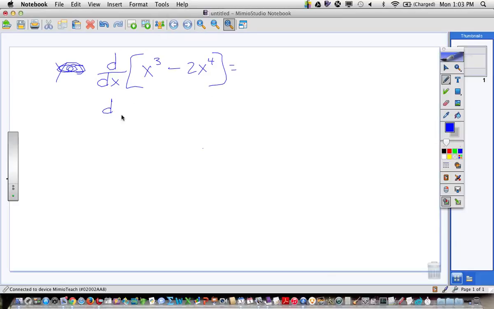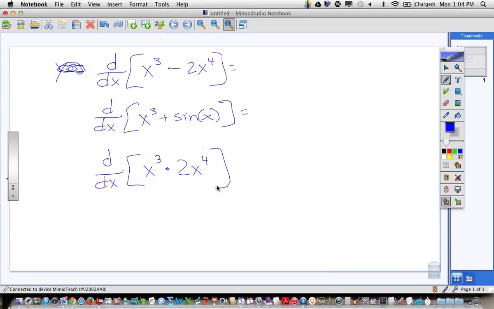I'm going to do 4 quick examples here. I'm not going to write it in this Leibniz notation on the quiz. What I'll do is give you y equals a function, and you're supposed to find y prime. That's the same thing we're talking about here. Let's do x cubed plus sine x. Then we're going to do x cubed times 2x to the fourth. And then we're going to do x cubed times sine x. Now you notice the first two have plus or minus signs in them, the last two have multiplication signs in them, and we're going to talk about the differences today.